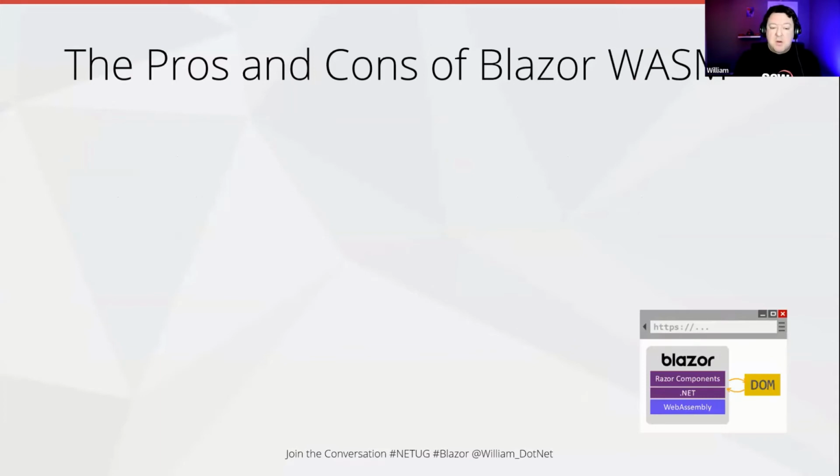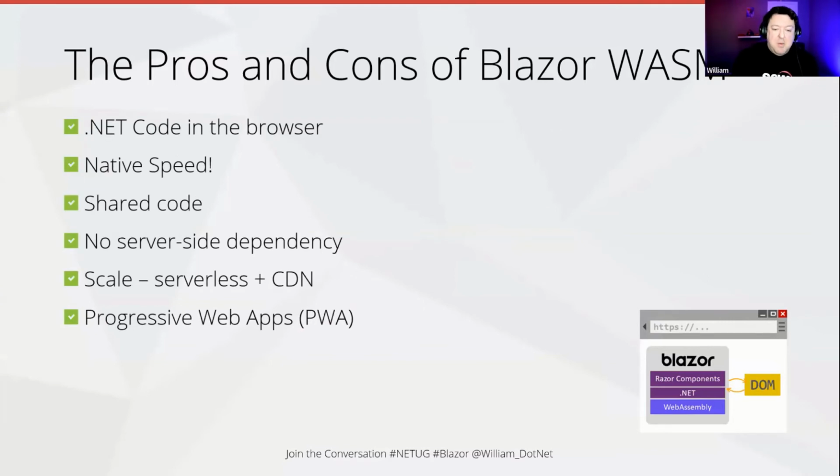So if we compare that with the pros and cons of Blazor WebAssembly, as we said, big bonus, we can run our .NET code in the browser at near native speed. So execution should be nice and quick. We've got the shared code, makes things nice and easy. You don't have to rewrite or translate code between different languages.